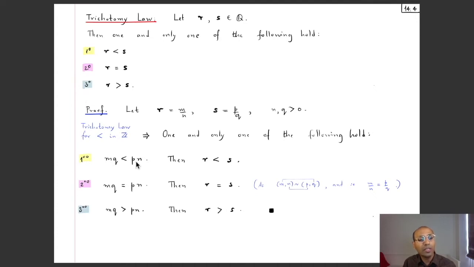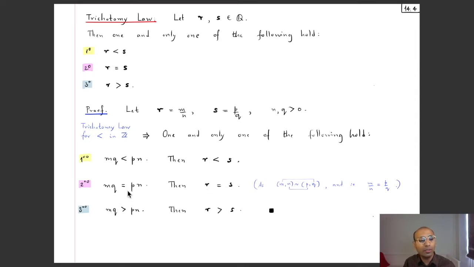Now if mq is strictly less than pn, then by the definition of the order relation in the rational numbers, this exactly means that r is strictly less than s. Similarly, mq is strictly bigger than pn means exactly that r is strictly bigger than s. Okay, and what about the case when mq is equal to pn? Well, in that case we claim that r is equal to s.